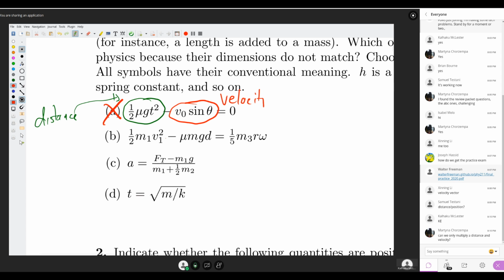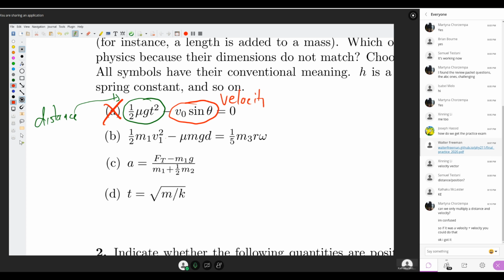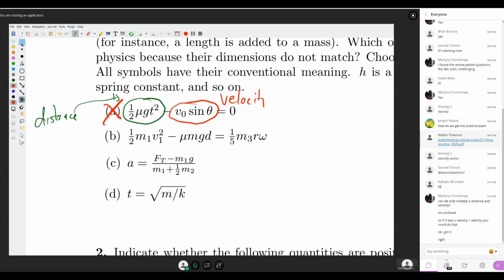Can you only multiply a distance and a velocity? So the idea, Martina, is that you cannot, yes, you could multiply them. You could say 10 meters times 5 meters per second is 50 meters squared per second. But you cannot subtract them. You cannot subtract two things of unequal units. Like imagine, what is 10 inches minus 2 liters? You can't subtract an amount of liquid from a distance. Yes, exactly. If it was velocity plus velocity, you could do it. Yeah, you got it.